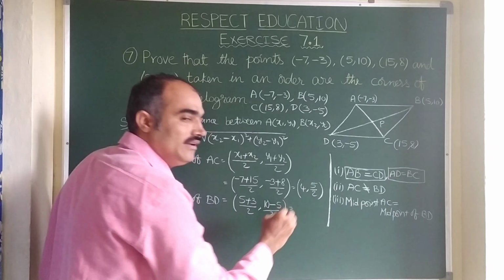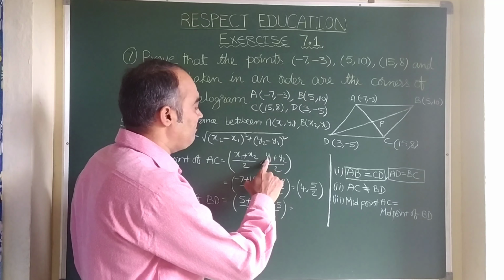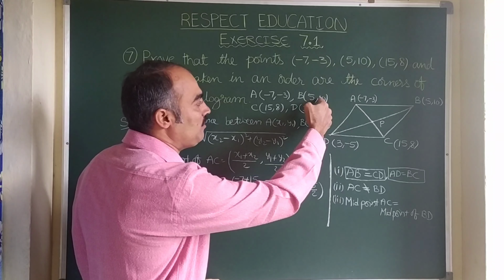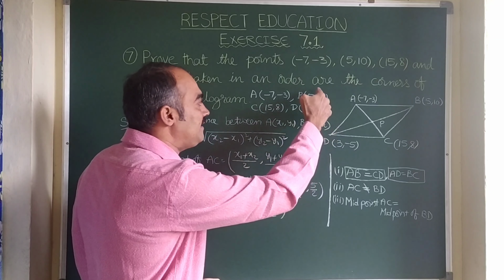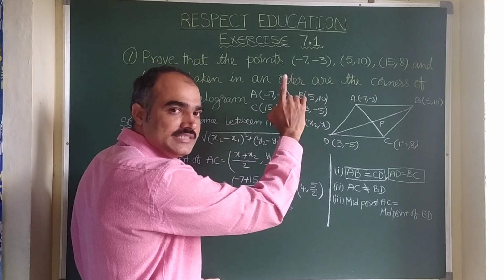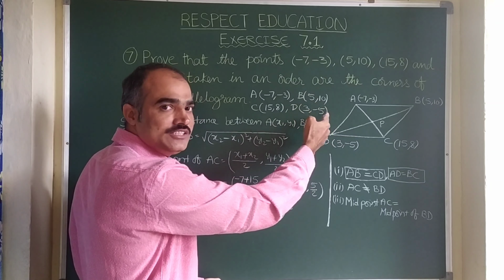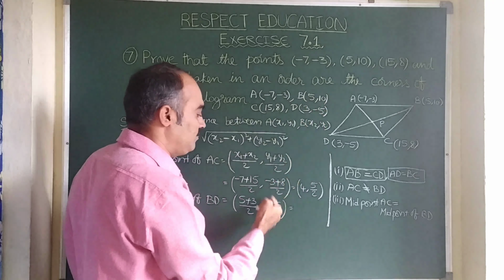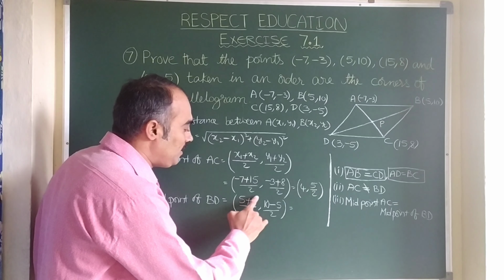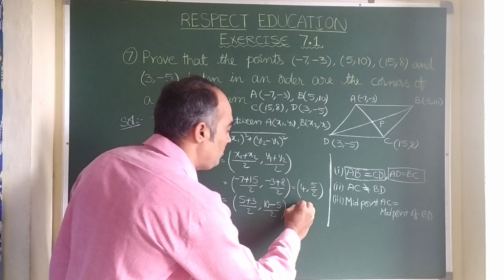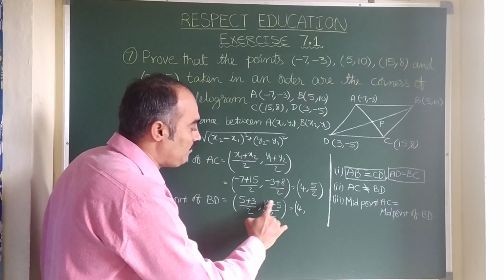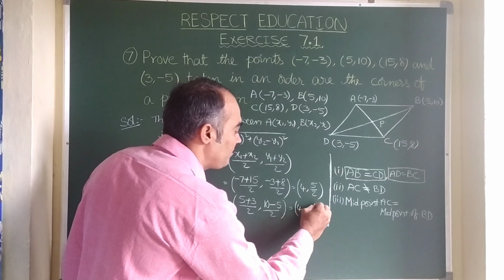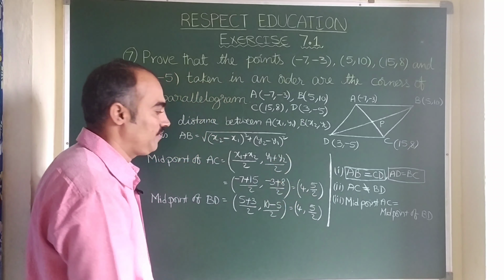Here I repeat, children. See, y1 plus y2 means 10 plus minus 5. This y2 itself is minus 5. 10 plus minus 5, that is 10 plus into minus 5 is minus 5. So 10 minus 5. Is it clear? So 5 plus 3 is 8, 8 by 2 is 4. 10 minus 5 is 5. So 5 by 2.